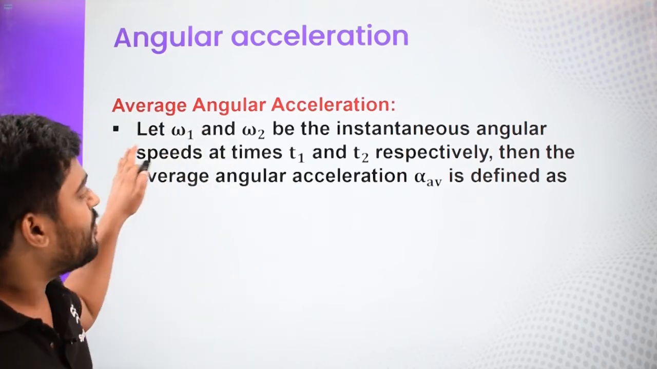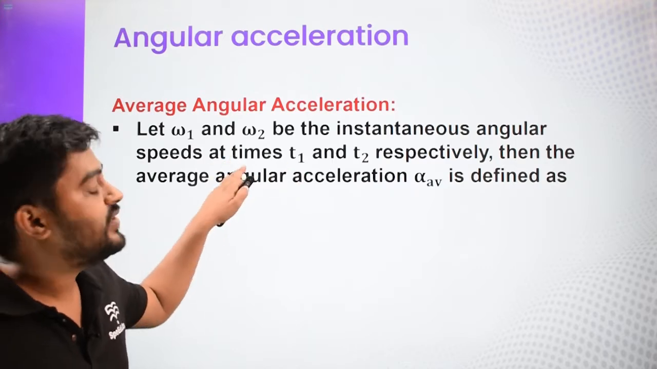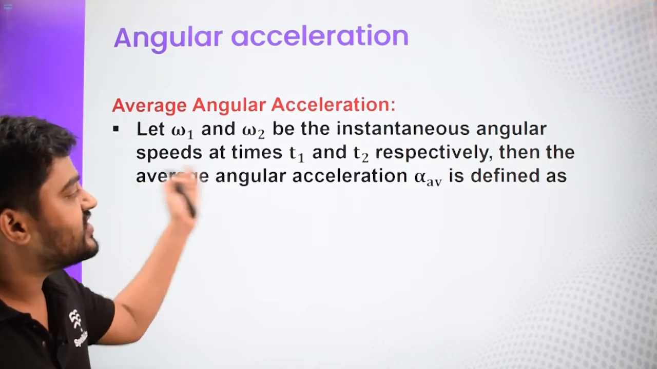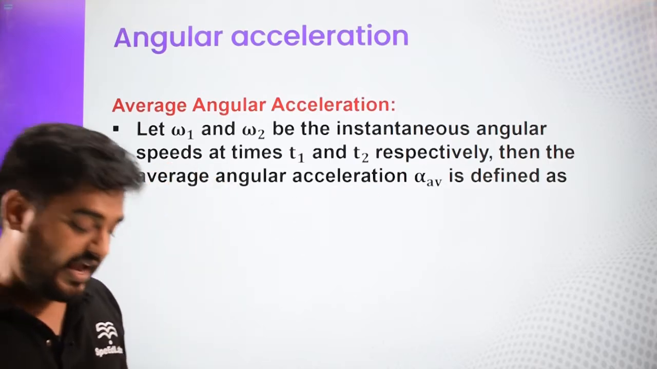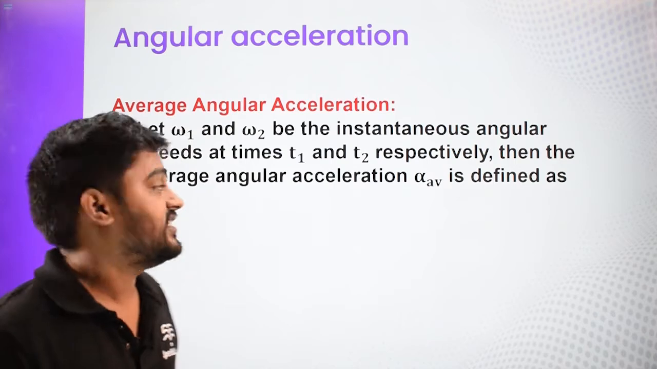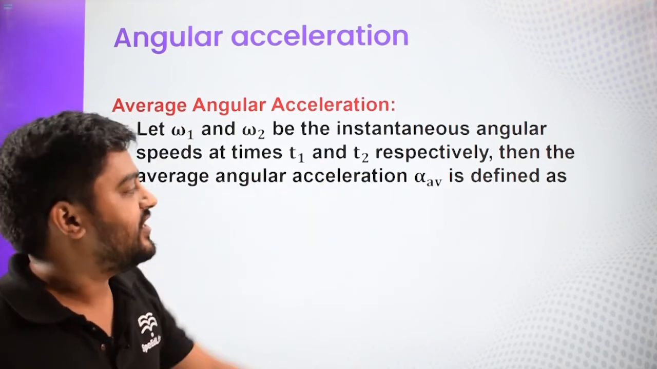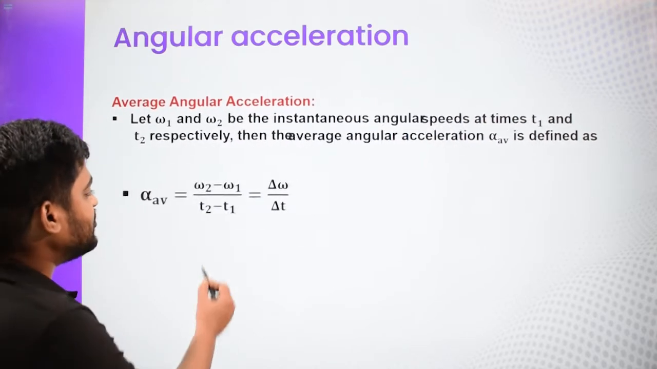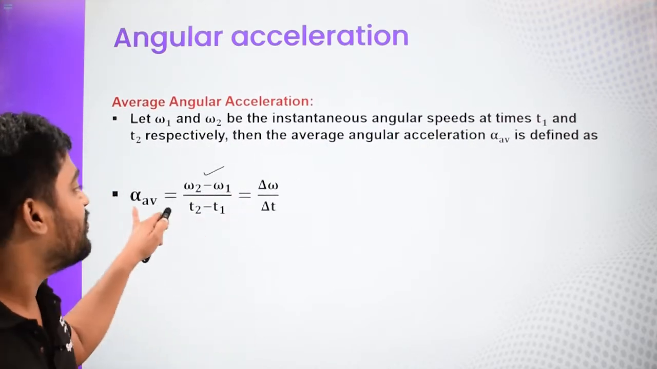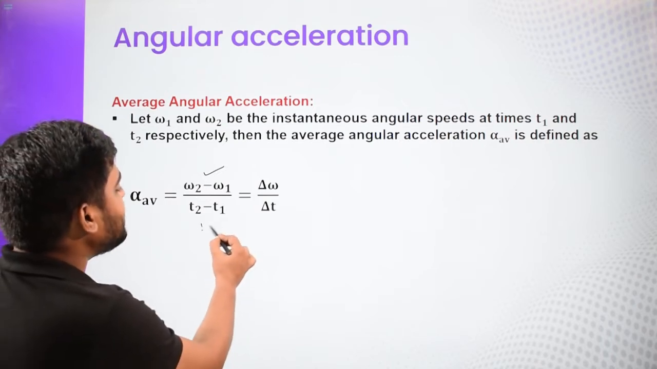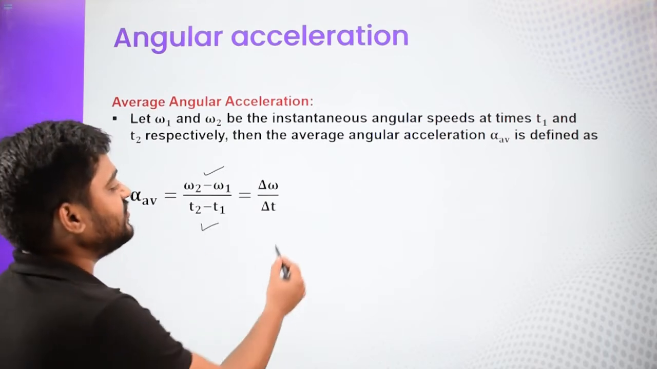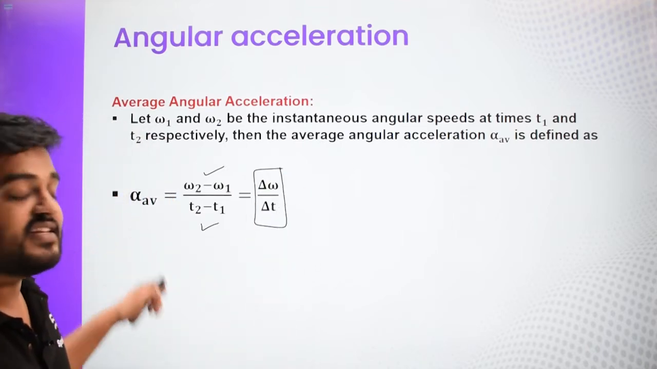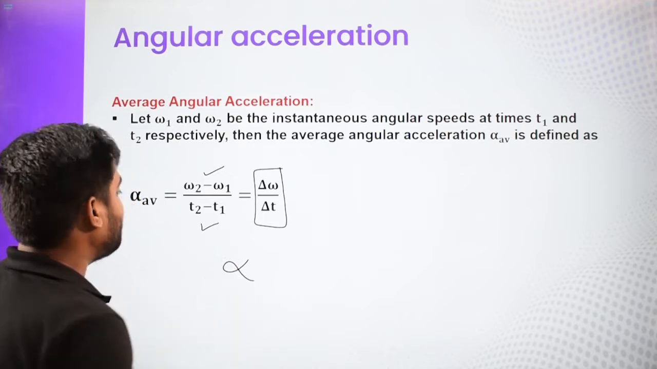Again, if omega 1 and omega 2 are two instantaneous speeds, we are just talking about the magnitudes. Angular speed is just the magnitude of angular velocity at two different times, t1 and t2. Then the average angular acceleration is defined as the change in angular velocity, that is omega 2 minus omega 1, divided by the change in time, or you can say time duration. So this is defined as delta omega by delta t. That's your average angular acceleration, which is written as alpha. Alpha is the symbol.